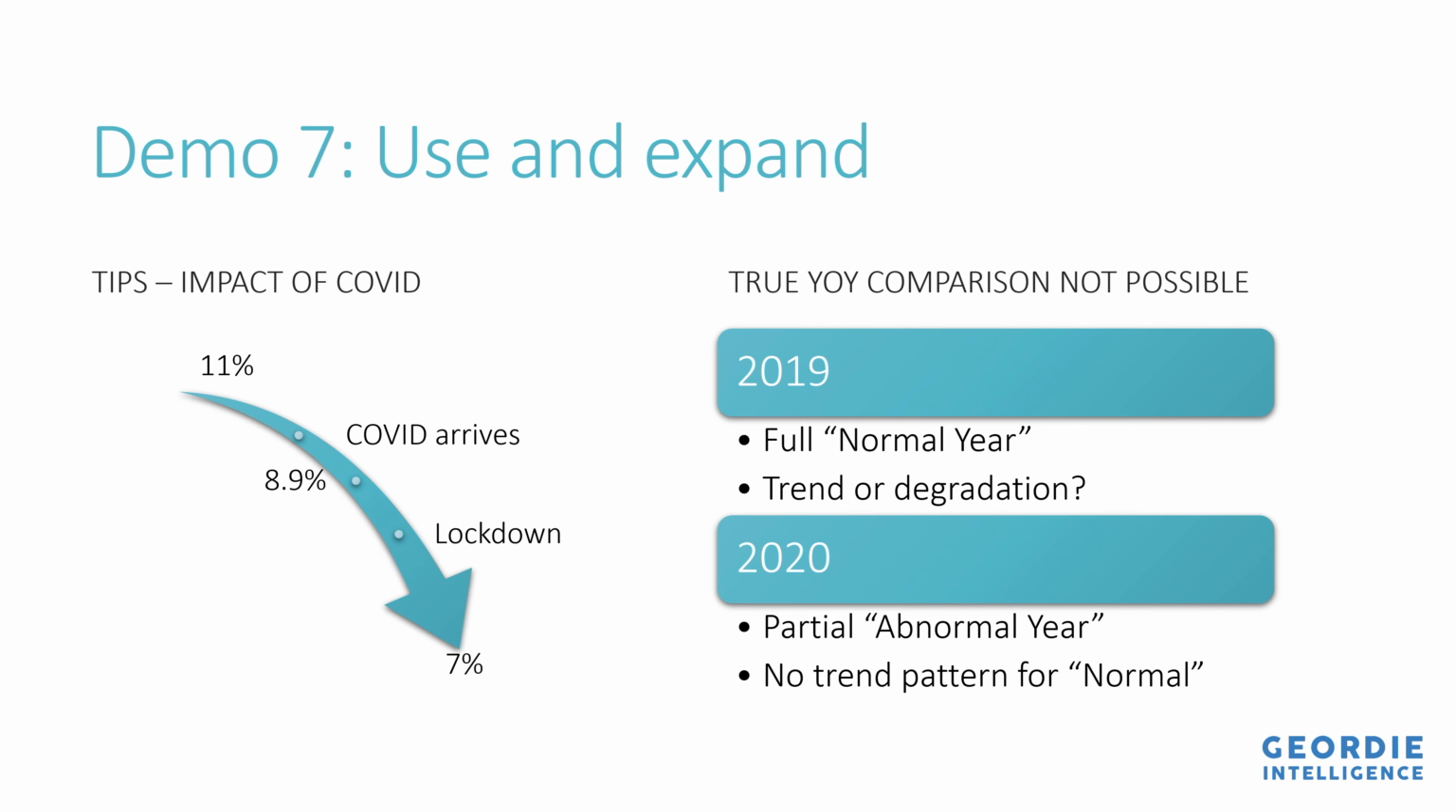But we couldn't do it because we've only got one normal year. And I don't think anyone's going to turn around and say, 2020, it's been a normal year. It's been brilliant. Honestly, 2020, it's like every other year. I couldn't notice any different. So there's no real trend pattern.